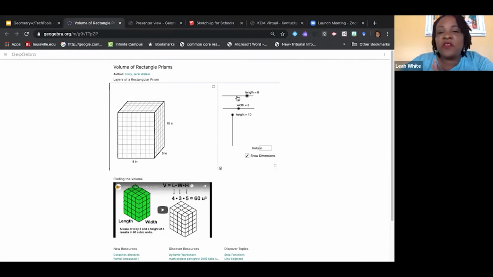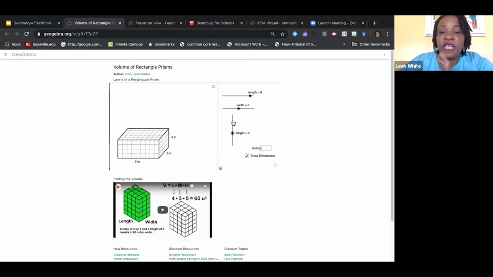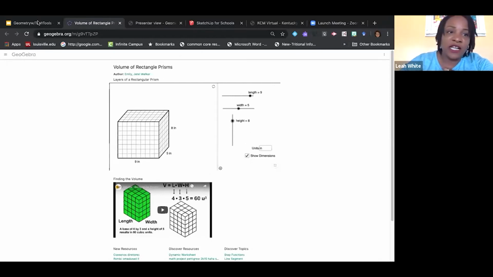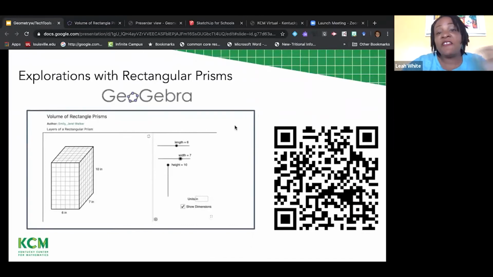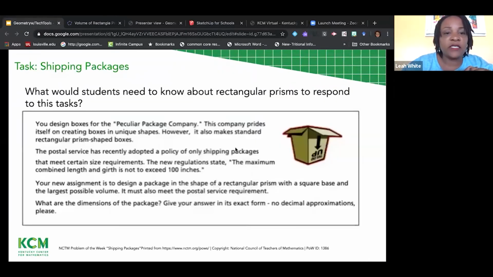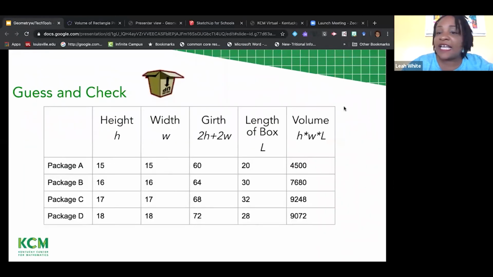And so I think this is one of the experiences that would help enrich students, and I have some others that I'd like to share too, but I think that would be great exploration for students who have had prior experience before tackling this problem. So what would be a good entry point for kids? A guess and check. And so I want you to try and make sense of this table.